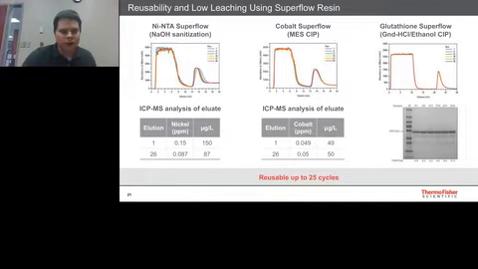Glutathione Superflow can also be reused at least 25 times with a simple guanidine HCl and ethanol clean-in-place with no significant loss in yield or purity. Additionally, with the IMAC resins, very low metal leaching was observed in the elutions as determined by ICP-MS. This is important since leached nickel or cobalt can lead to damage of protein.